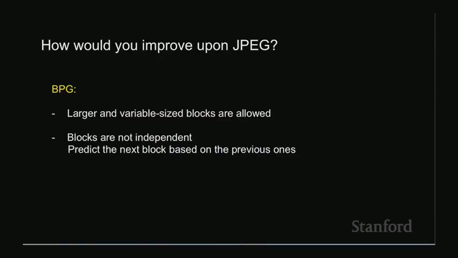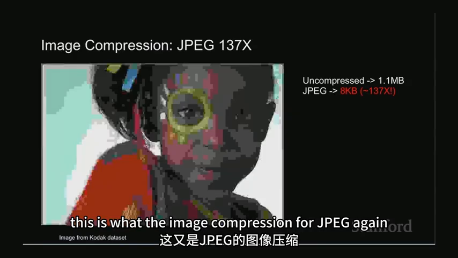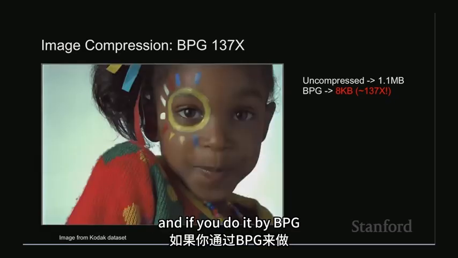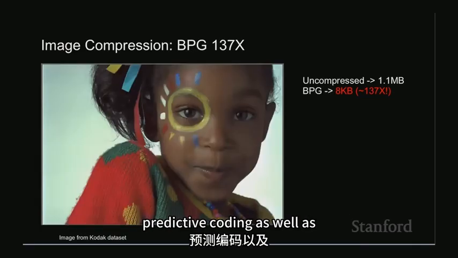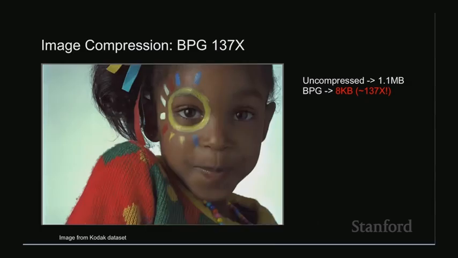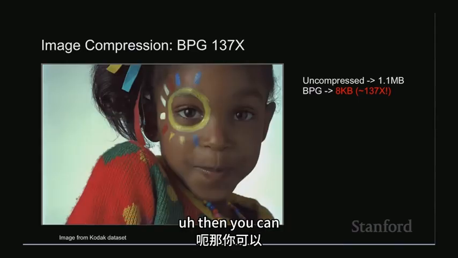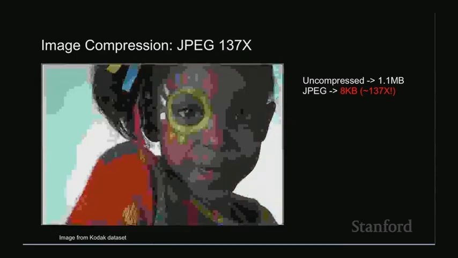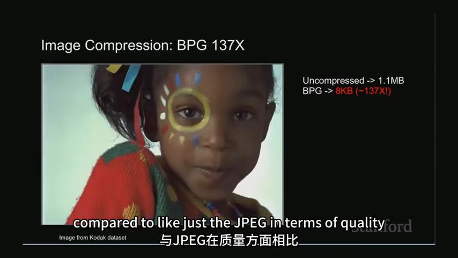And so we don't have to go into details, but this is what the image compression for JPEG looks like at 137x, where it was horrendous. And if you do it by BPG, where you allow for all these variable length blocks, predictive coding, as well as larger block sizes, then you can get this image at 8 KB. Now you can clearly see these two are at the same sizes, but basically what I want to highlight is there is a lot of space to improve compared to just the JPEG in terms of quality.